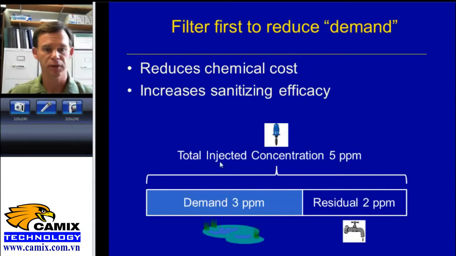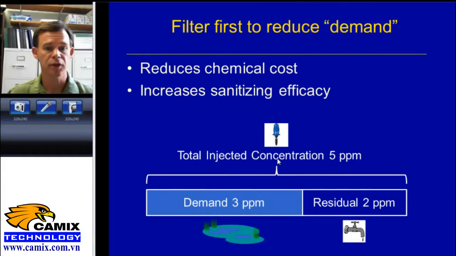So here, if we, for example, injected 5 parts per million of chlorine, and our pond water had a demand of 3 parts per million of chlorine, we would have a residual of 2 parts per million coming out the end of the drip emitters. And so this demand of 3 parts per million is probably going to vary. So, for example, in the winter where there's less algal growth in that pond, the demand is likely to be lower than in the spring and summer.